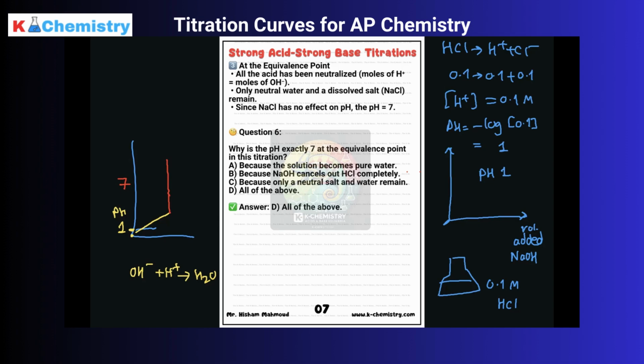So why is the pH exactly 7 at the equivalence point? Because the solution becomes pure water, because NaOH cancels all the HCl. There is no H plus or OH minus left in the solution, so there is nothing that can make the pH less than or more than 7, because only a neutral salt and water remain. All of the above. Yes, the answer is all of the above.